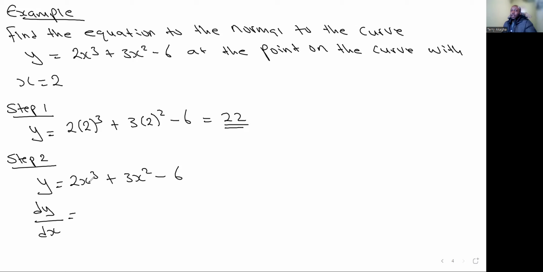So let's differentiate this. 3 times 2 will give you 6, x to the power of 3 minus 1 will give you 2, plus 2 times 3, 6, x to the power of 2 minus 1 will give you 1. And when you differentiate a constant, it gives you 0. That was one of the rules. So we have 6x squared plus 6x.